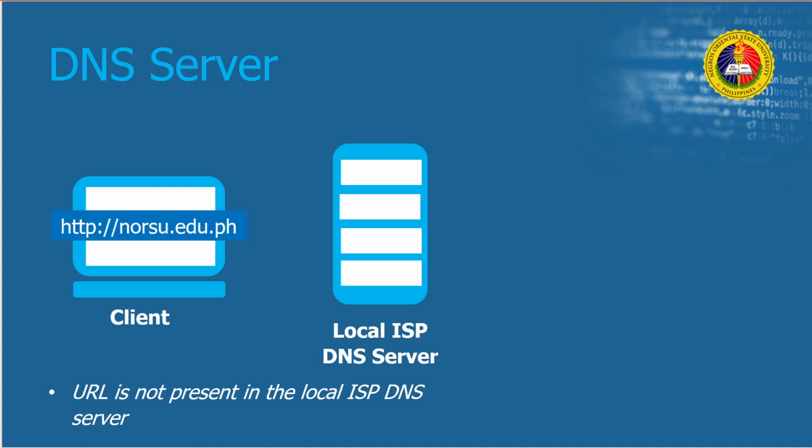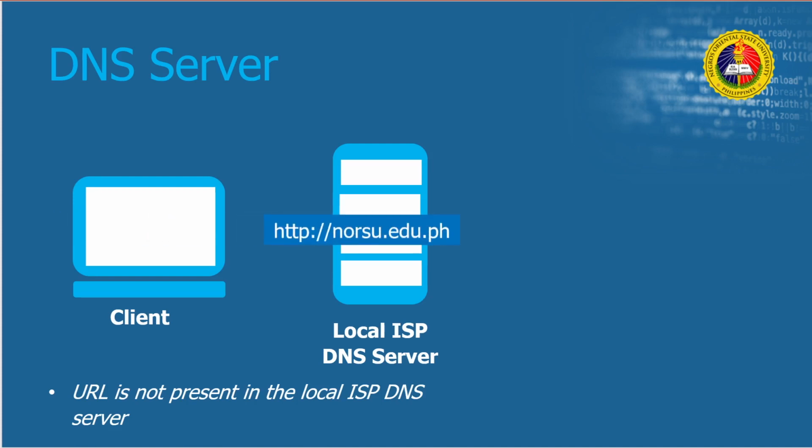So what's gonna happen if wala, for example, norsu.edu.ph, first it will check the local ISP DNS server, but if wala, it will proceed to the next level, and that would be the entire world. The local ISPs in the Philippines are limited to the country, but if wala, then it will proceed to the top level domain.